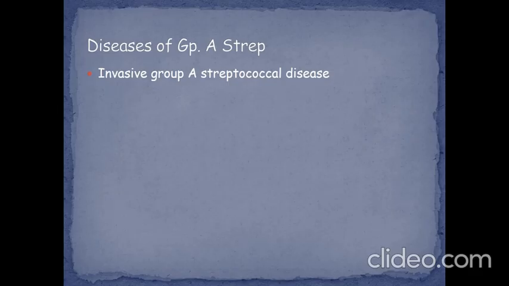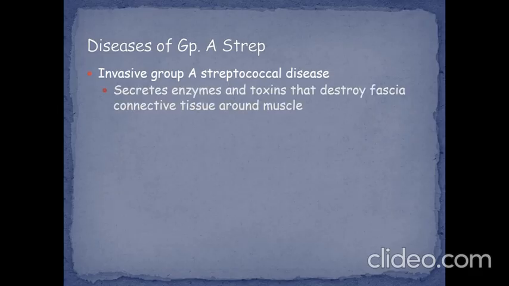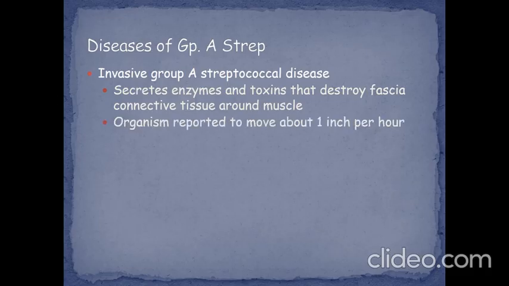Anyway, so necrotizing fasciitis. What's happening here is group A strep is going to secrete a bunch of enzymes and toxins that are going to destroy the fascia and the connective tissue around the muscle. When they are destroying this, they are moving quickly, just site to site, and the organism has been reported to move about an inch an hour. An inch an hour. That's insane. Wild to think about. Terrifying.